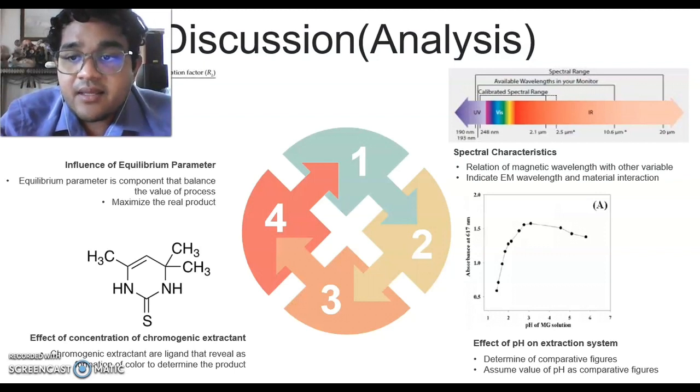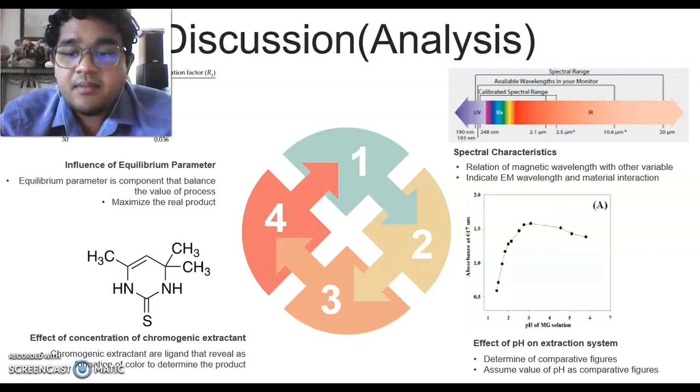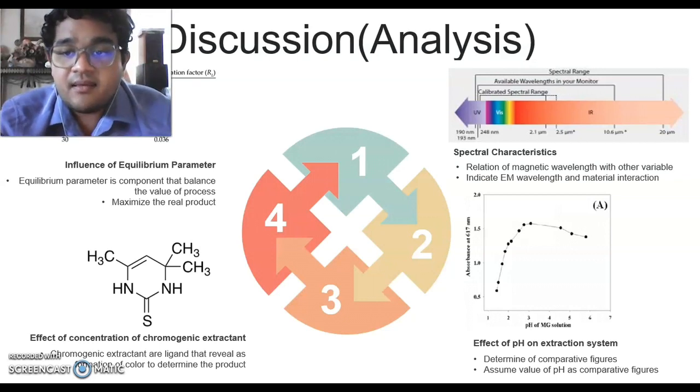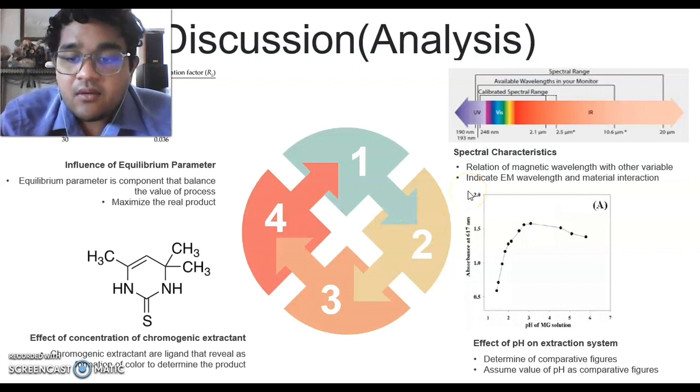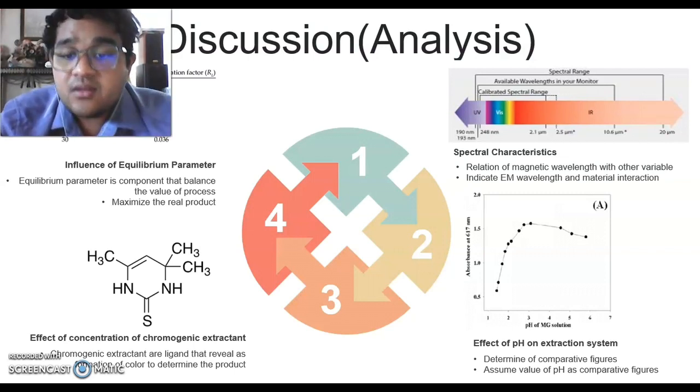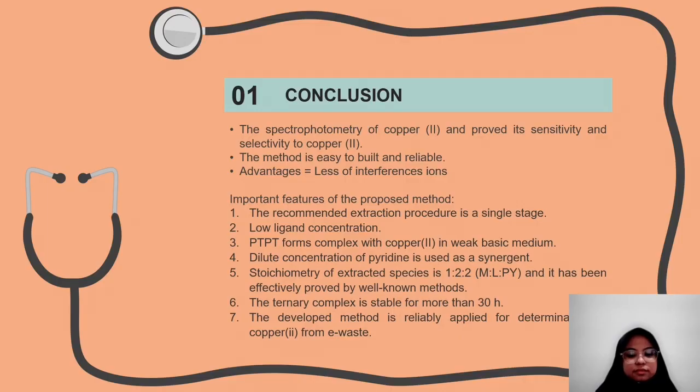And then the next point is the influence of equilibrium parameter. Equilibrium parameter is a component that balances the value of the process in order to maximize the real product. So when we talk about the influence of equilibrium parameter, it is to optimize the time of the main process, such as determination of spectrophotometry of copper 2.